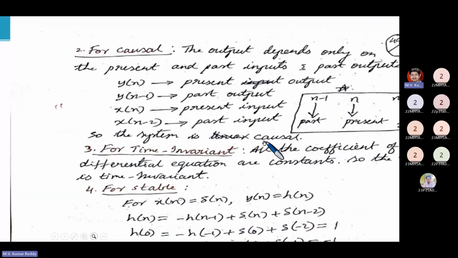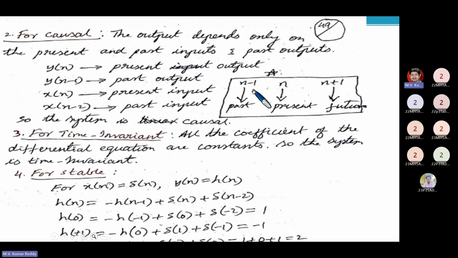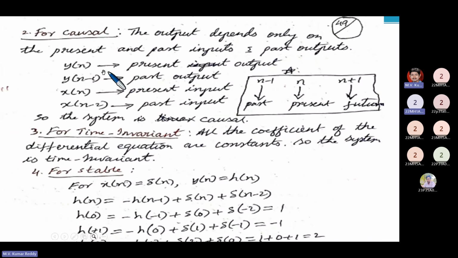Already we discussed about this one. N minus 1 means past, n means present, n plus 1 is future. For causal, what are the terms we have? y of n, that is present, y of n minus 1 past, x of n present, x of n minus 2 past. So overall we have only present and past. When we have present and past, then it is called causal. So it is causal.